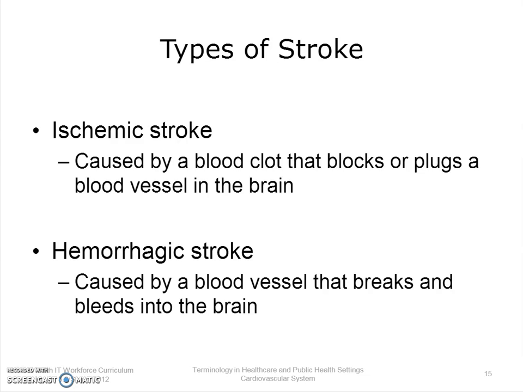The other kind of stroke is called hemorrhagic stroke. Hemorrhage is the medical term for bleeding. Hemorrhagic stroke occurs when a blood vessel in the brain leaks or ruptures. Brain hemorrhages can result from a number of conditions that affect the blood vessels, including uncontrolled high blood pressure, hypertension, and weak spots in the blood vessel walls called aneurysms.